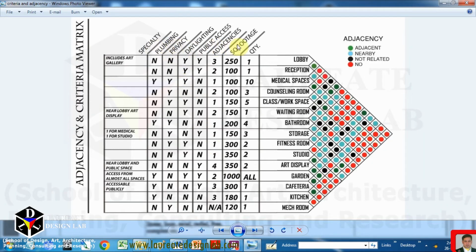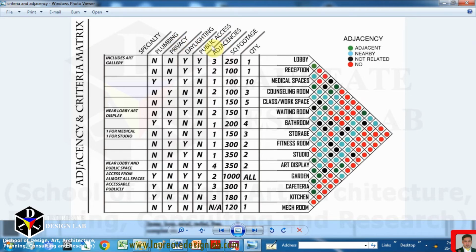So these are the criteria. Say in lobby, we don't need plumbing, so N. N means no. Privacy we require in lobby? No. Daylight we require in lobby? Yes. Adjacency we'll talk about next. First is the criteria. So what are the criteria?